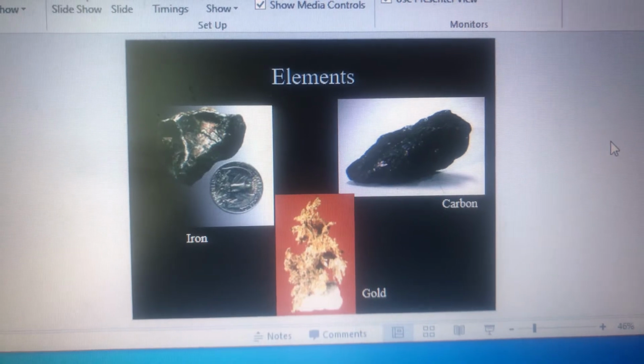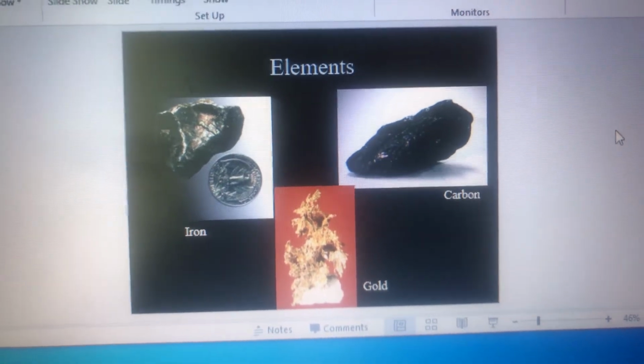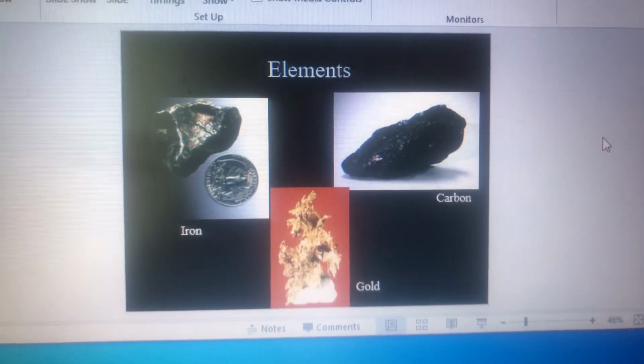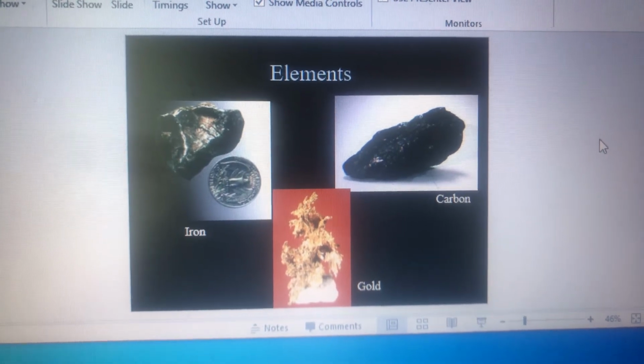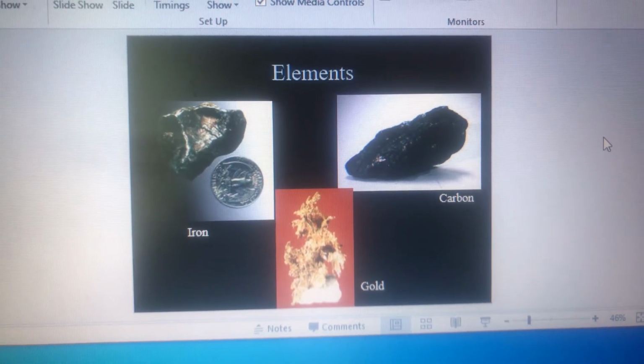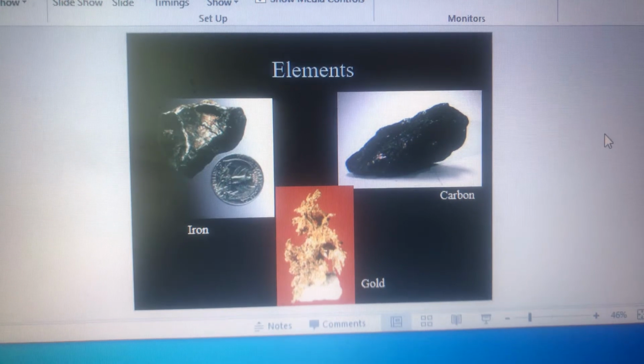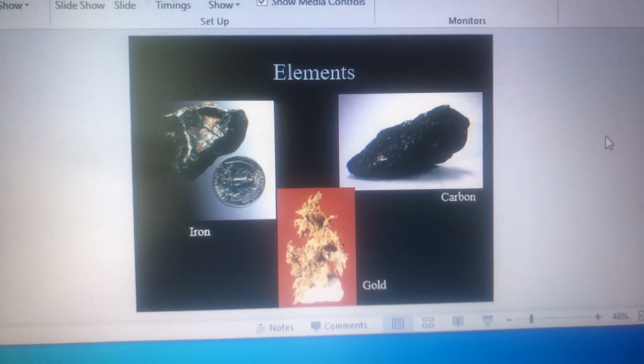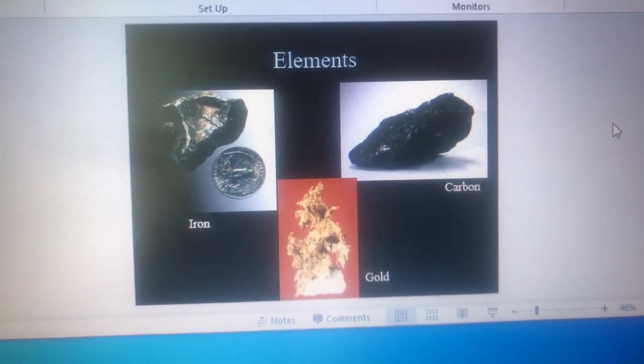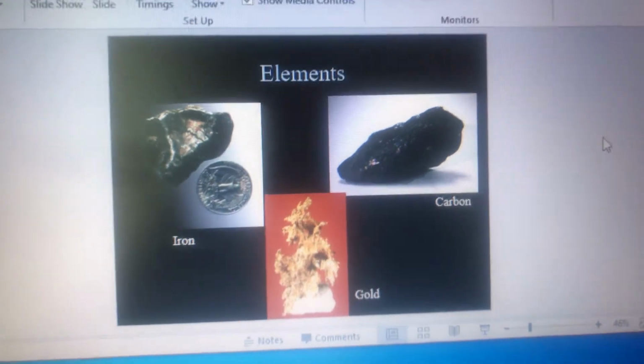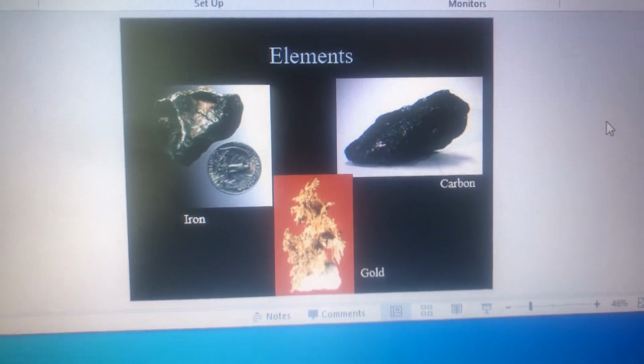Elements can, in these particular ones, these are solid elements, and they compose a good part of our world. Carbon especially. There's carbon in its natural form, and then there's iron. There's a quartz alongside it, and then there's the much valued gold.